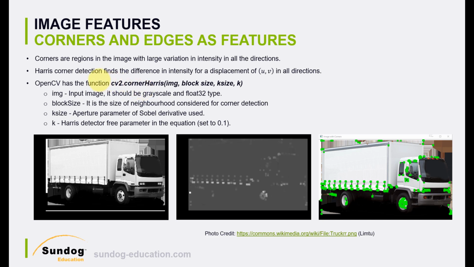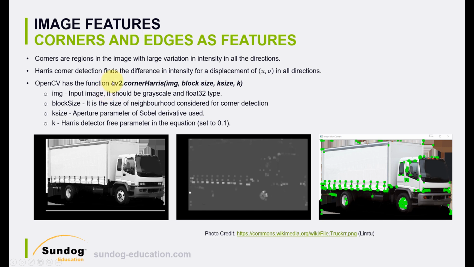I'm not going to go into the details of the mathematics of Harris corner detection, but the overall idea is that Harris corner detection tries to find the difference in intensity for a displacement of U and V, which is simply moving in the X and Y directions. If you find there is a change in pixel intensity in both directions, or in all directions, then that means a corner has been detected.